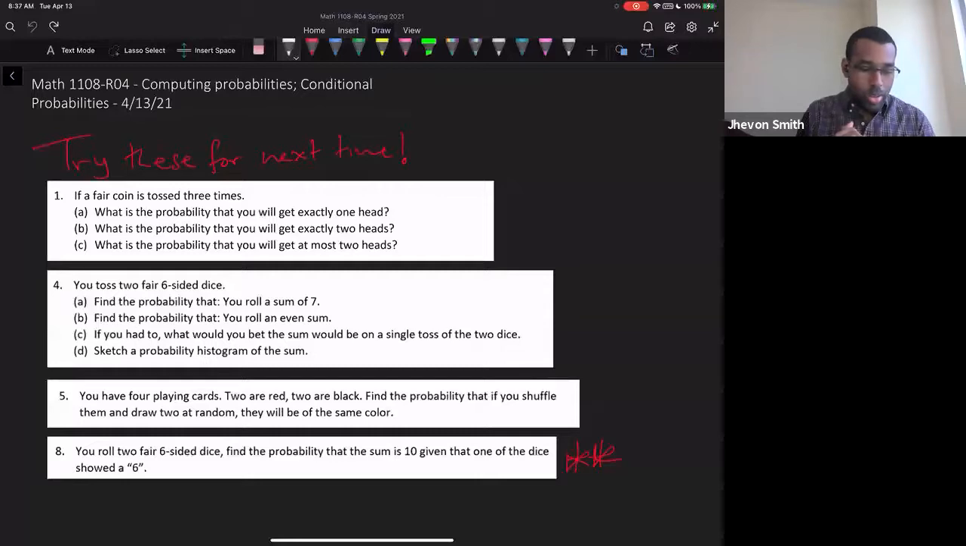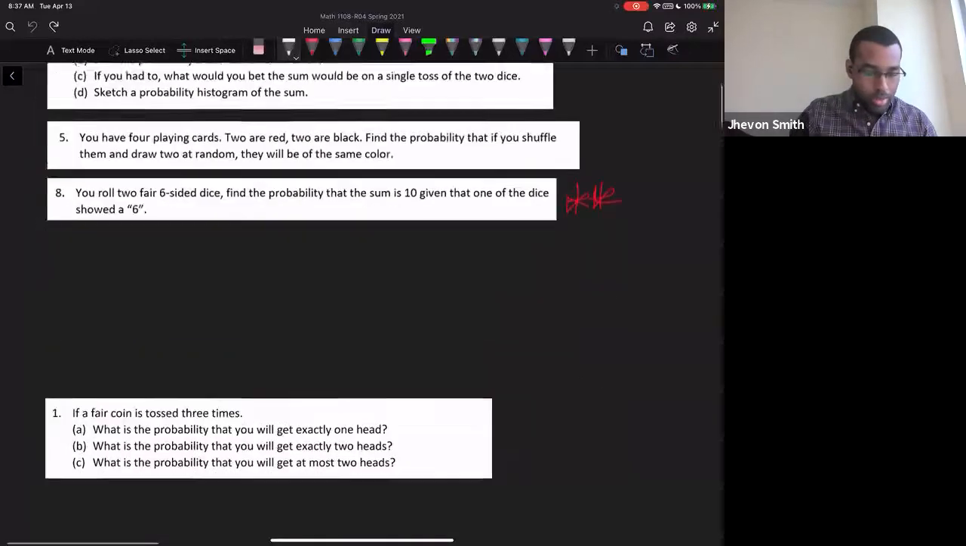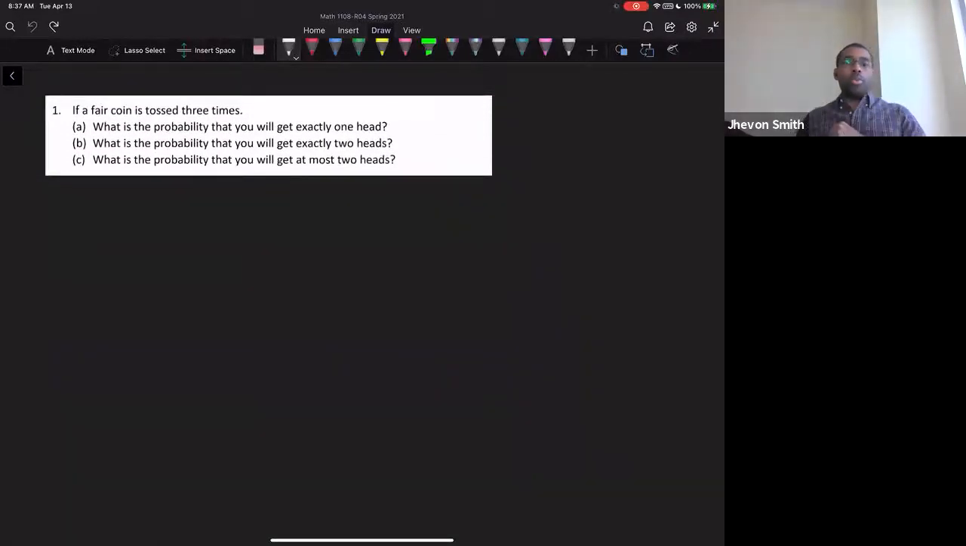Okay, it's what we've all been waiting for. So moving on to problem 1. A fair coin is tossed 3 times. We've seen this already, right? We're going to start off easy. I'm not going to kill you on the first one. What is the probability that you'll get exactly 1 head? Is part A. What is the probability that you'll get exactly 2 heads? What is the probability that you will get at most 2 heads? So we'll do these several ways.